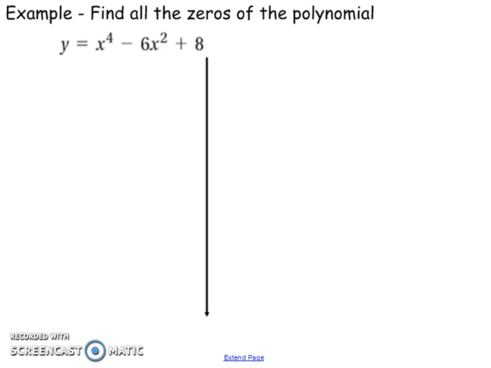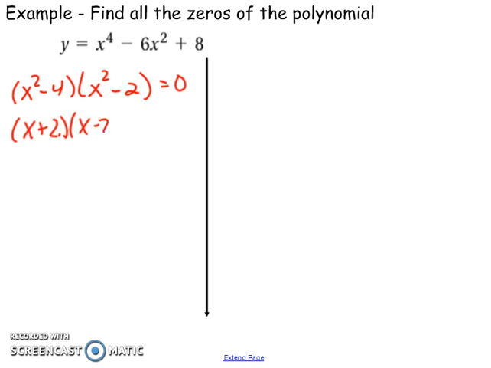If I want to factor, this is treated like a quadratic. It multiplies to 8 and adds to negative 6. I can use negative 4 and negative 2. So I can write this as x squared minus 4 and x squared minus 2. Then I can factor the first one to be x plus 2, x minus 2. And x squared minus 2 I can't do anything with, so we're just going to leave that.